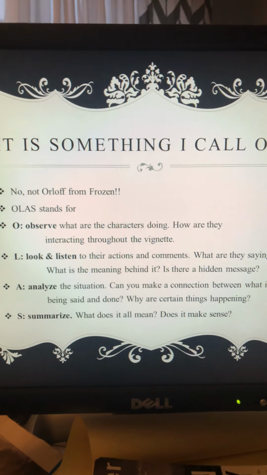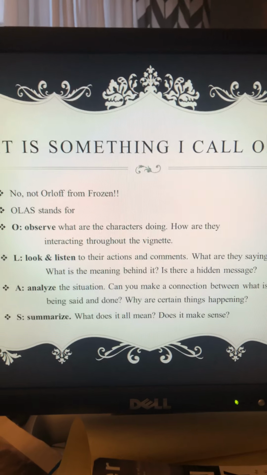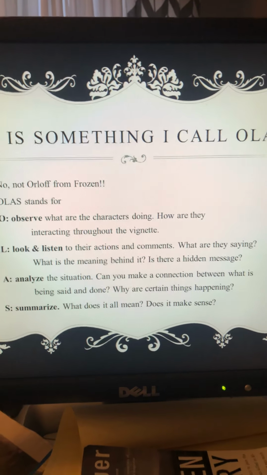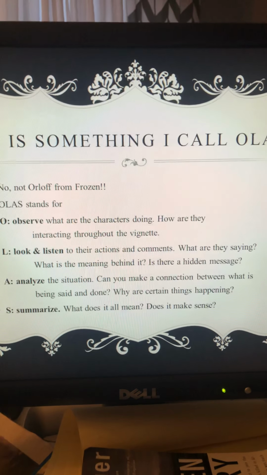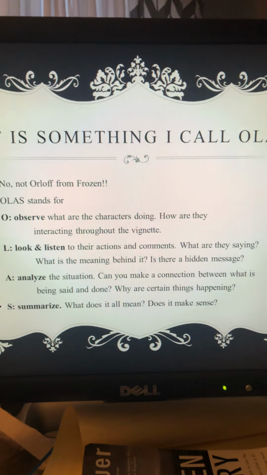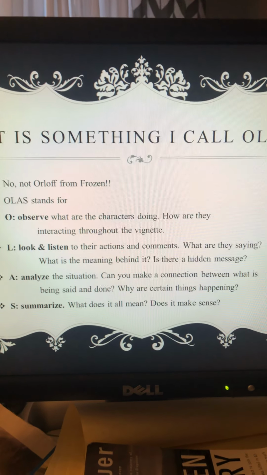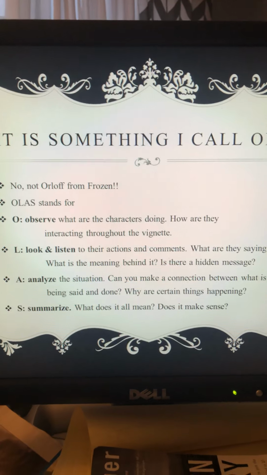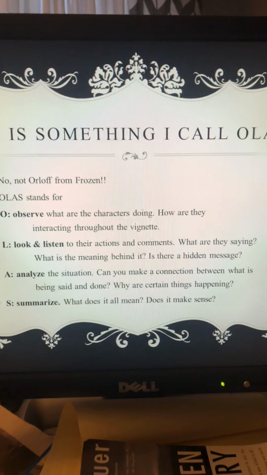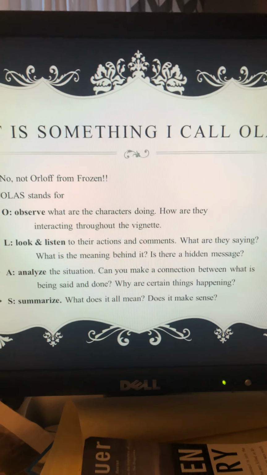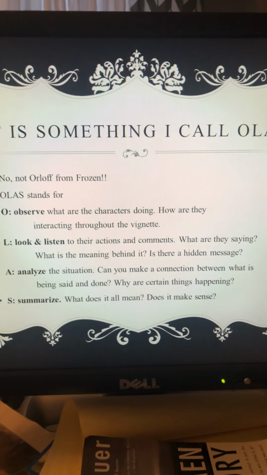What is taking place? L, look and listen. Look and listen to their actions and comments. What are they saying? What is the meaning behind it? Is there a hidden message? A, analyze. Analyze the overall situation. Can you make a connection between what is being said and done? What are the certain things happening?